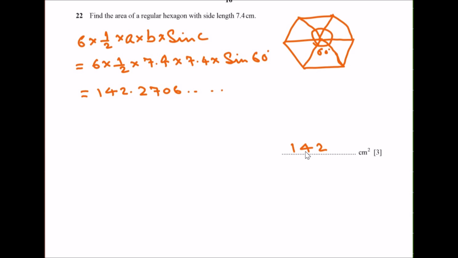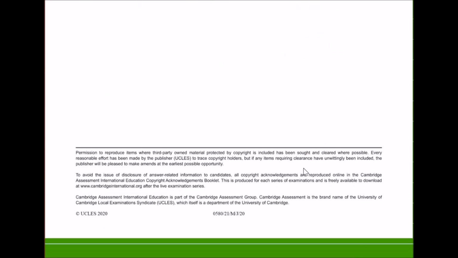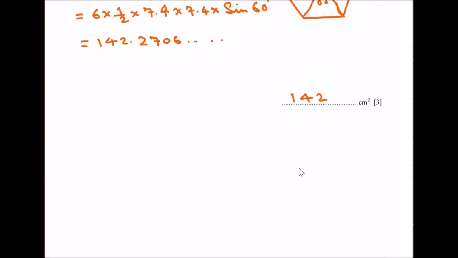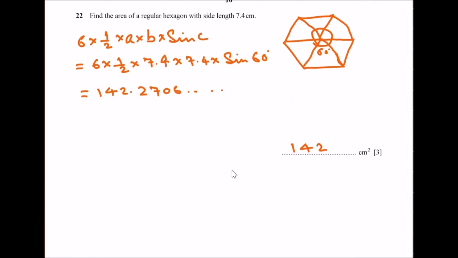Okay, so what I did here, there are 6 equilateral triangles. We find the area of one equilateral triangle multiplied by 6. So we use the trigonometric formula, half AB sine C. So this is your answer, 142. So we are done with this paper.